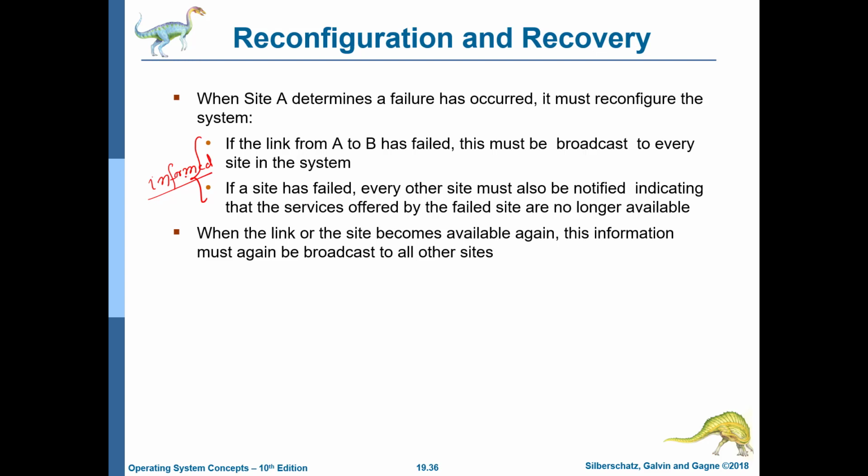The other is that the other nodes, including A, have to continuously ping B to find out if it has come up. If it comes up, then again we need to send a message that B is back up. But until it is back in action, the system has to reconfigure to exclude B and still keep running.